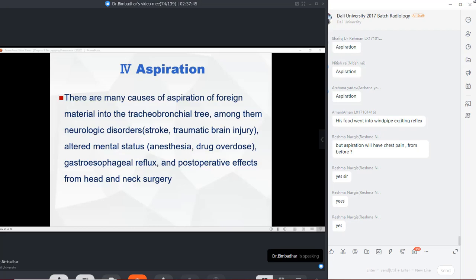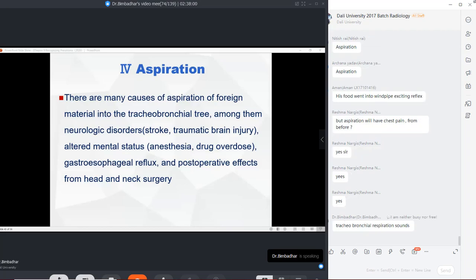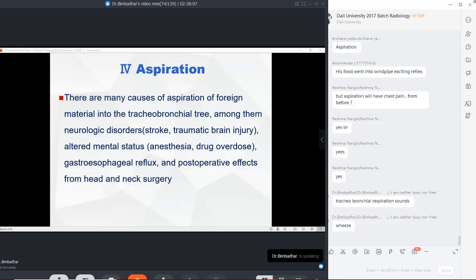What will be happening? I will be finding a typical sound called tracheobronchial respiration sounds, which sound as wheeze, where the patient will have a whistling-like sound while he is expiring and while he is inspiring. Since the bronchi are completely compromised with mucus, or completely compromised with a foreign body, he will start producing a sound called wheeze, and also tracheobronchial respiration, because he started to use his accessory muscles of respiration.